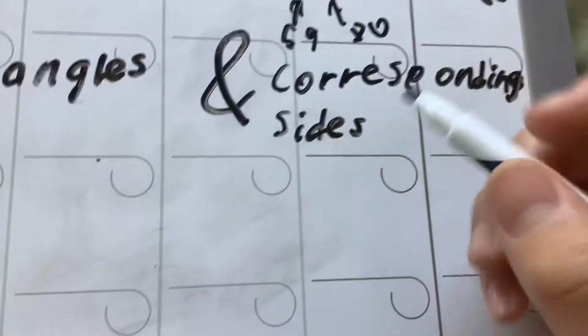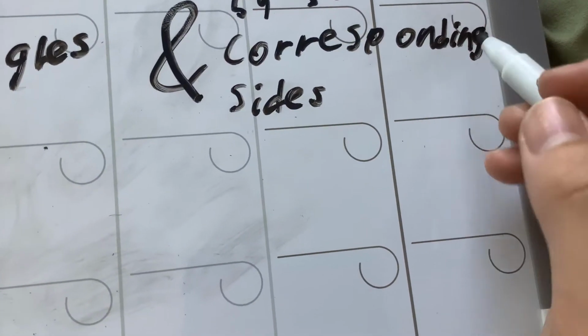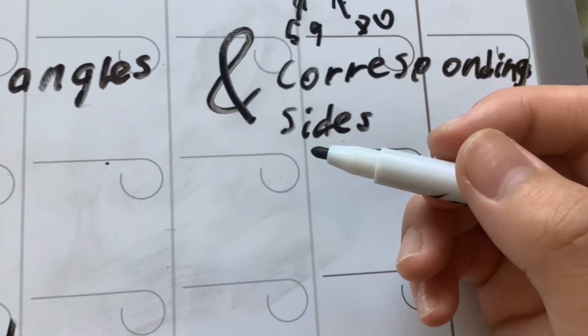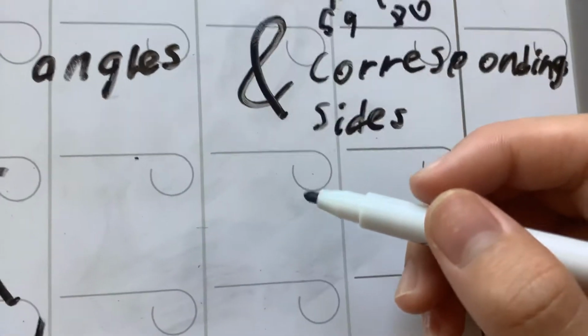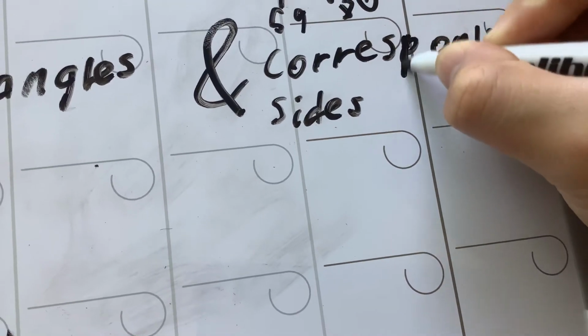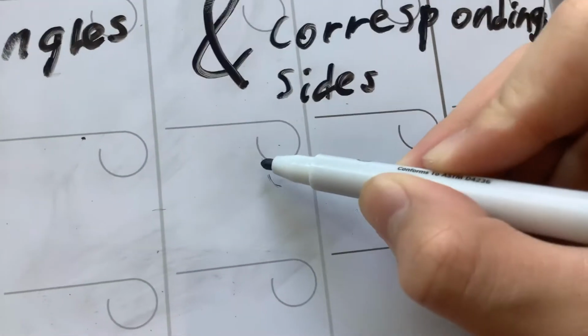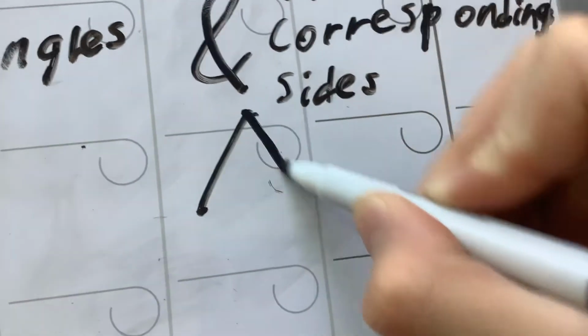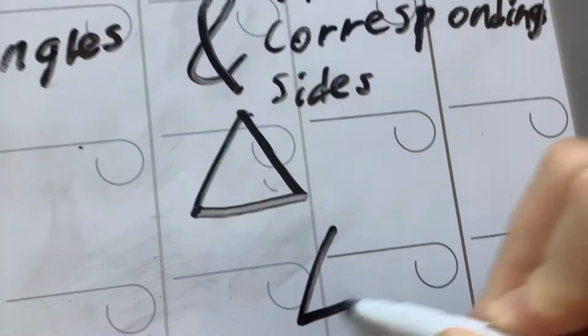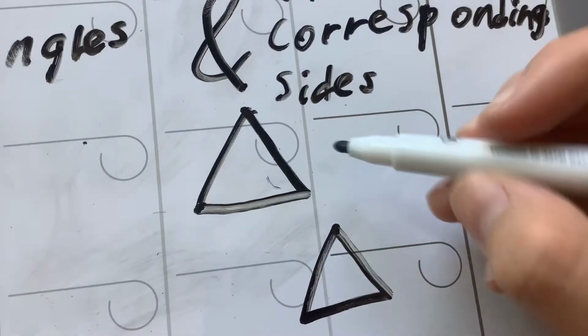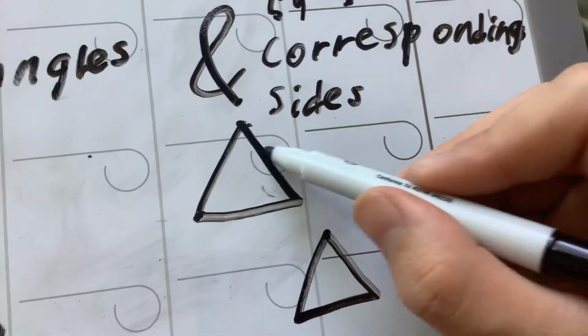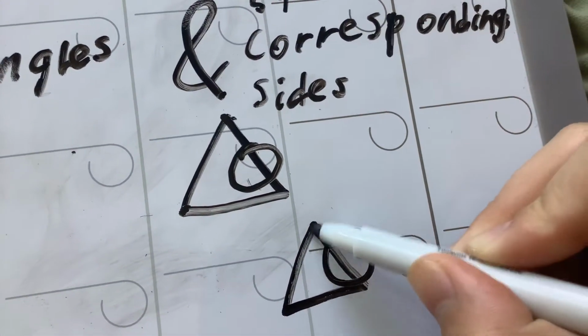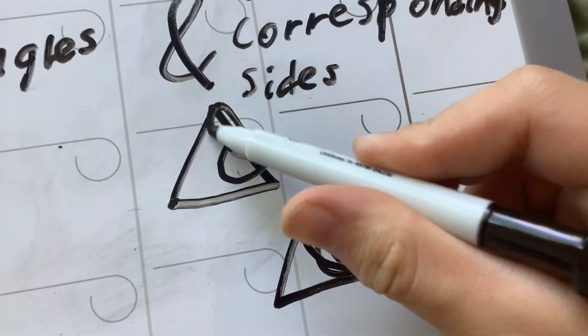Corresponding sides. Okay, the G's messed up. So, corresponding sides. Alright. Okay, pretend these two are the same triangle. Corresponding side would work as this. This triangle, this angle is the same.